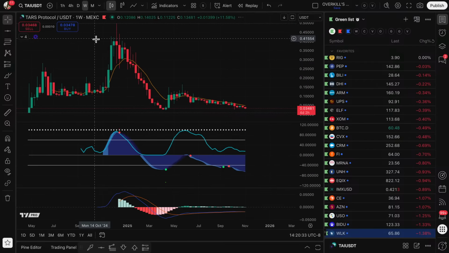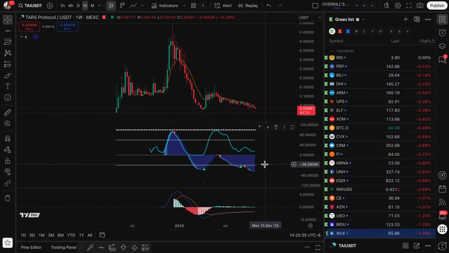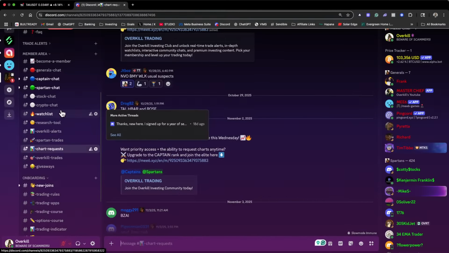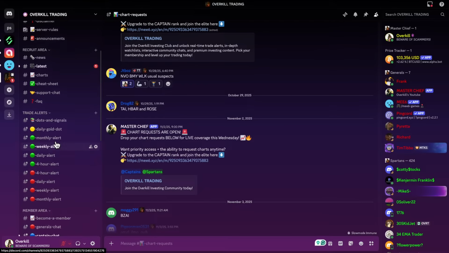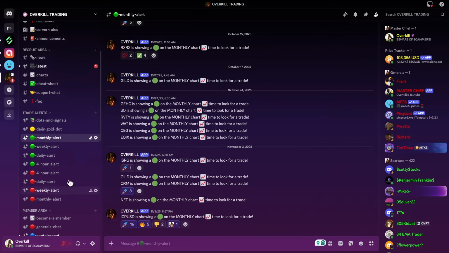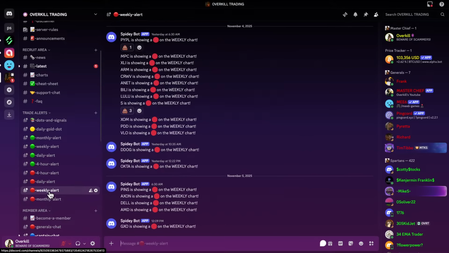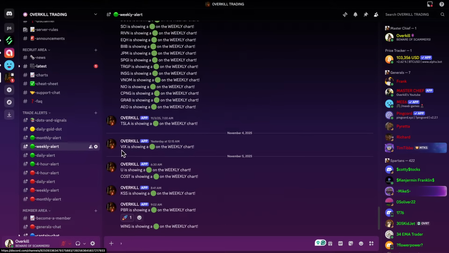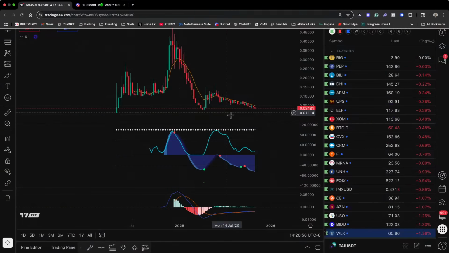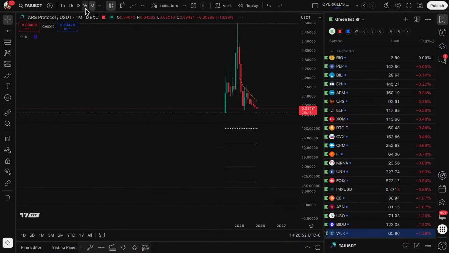So what we need to do is go into the weekly. And what I'd be doing on this is just looking for the weekly dot. And we do call these signals out over here in the Discord under the trade alerts section. So we call out all the monthlies, we call out the weeklies, we call out the dailies, and we also call out all the red dots as well. So what I'd be looking for on TAI is a weekly signal because, again, we don't have the monthly data.